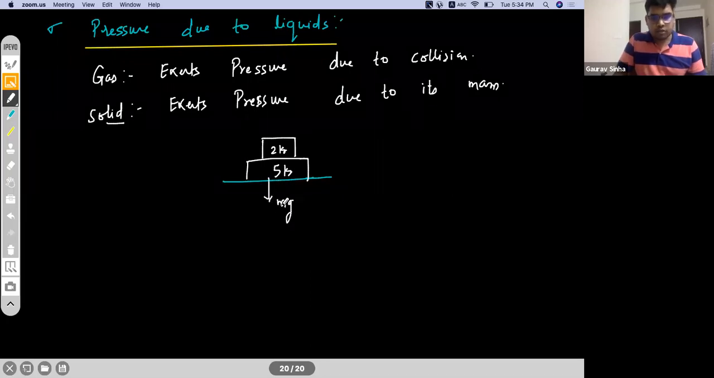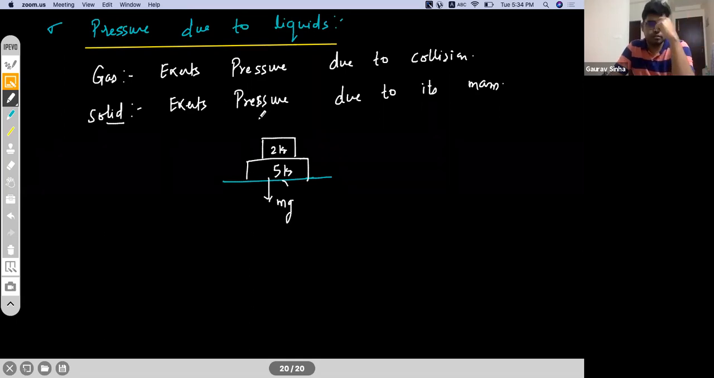This force that is acting on the block in the downward direction on the table, this force per unit area on this table is the pressure on the table by the block, that is the 5 + 2 = 7 kg block, right? So this exerts pressure because of its mass, correct? We can also add some block over here, the pressure will be more because it has more mass. So solid exerts pressure due to its mass.